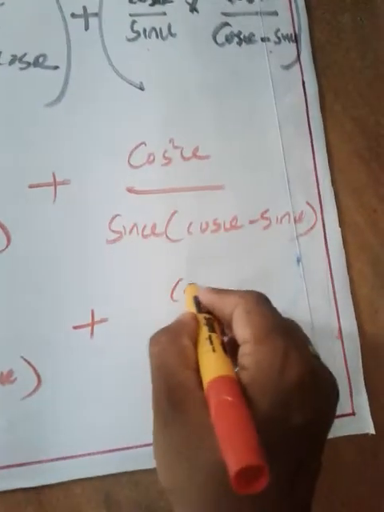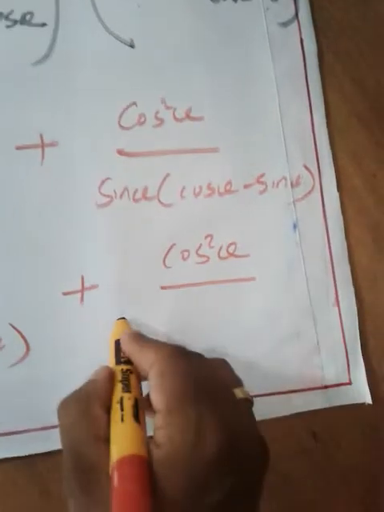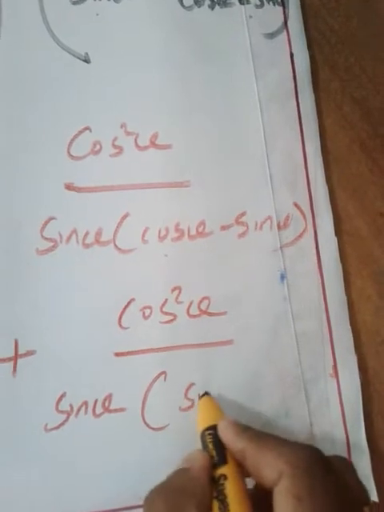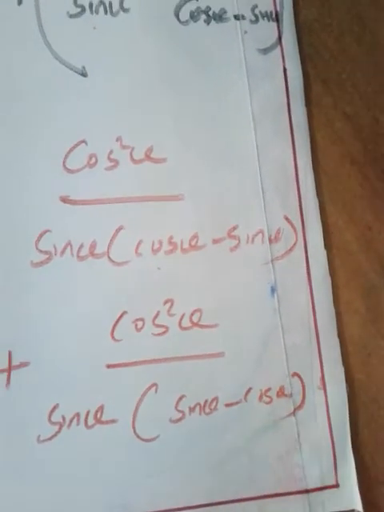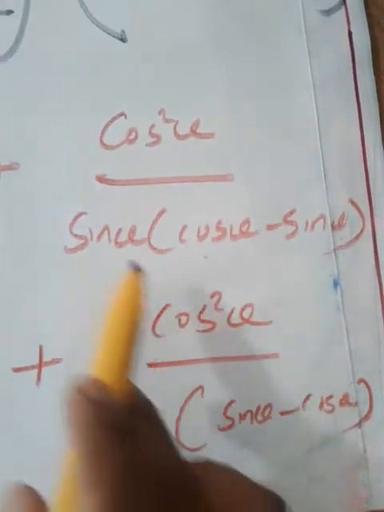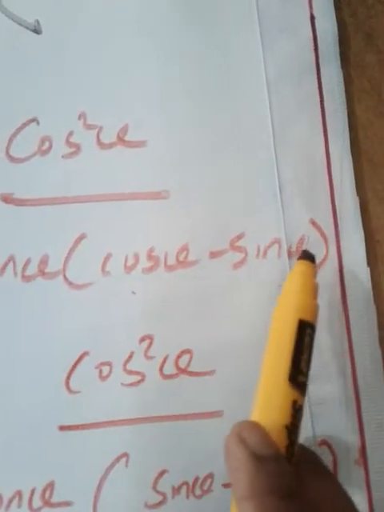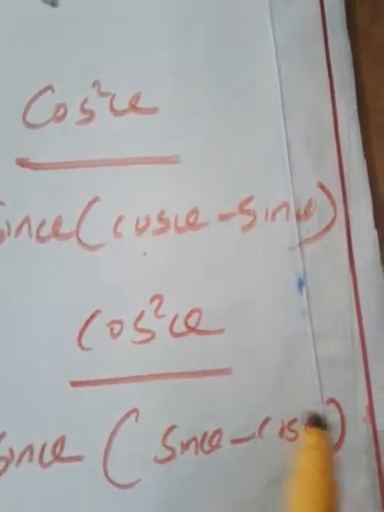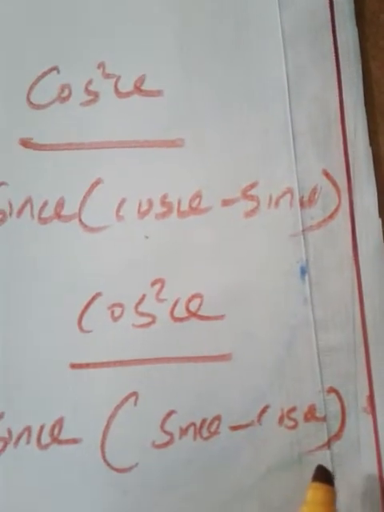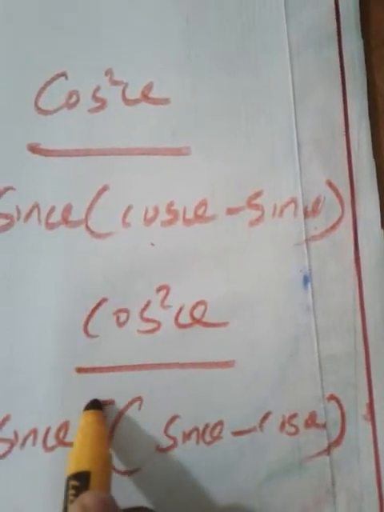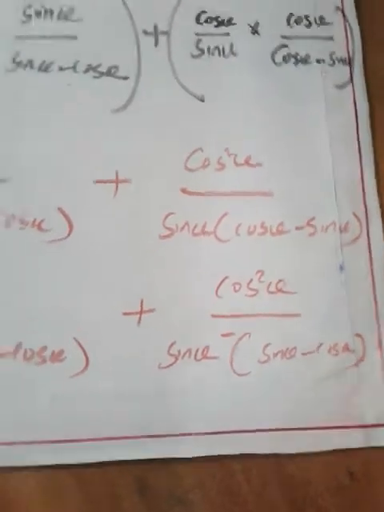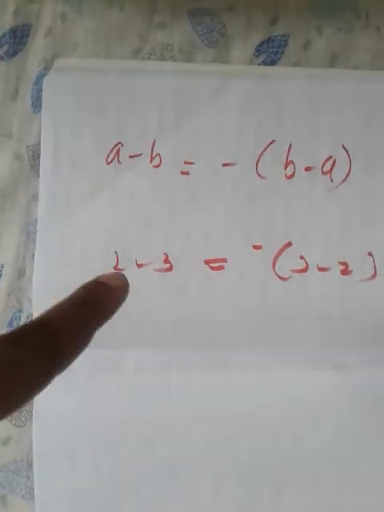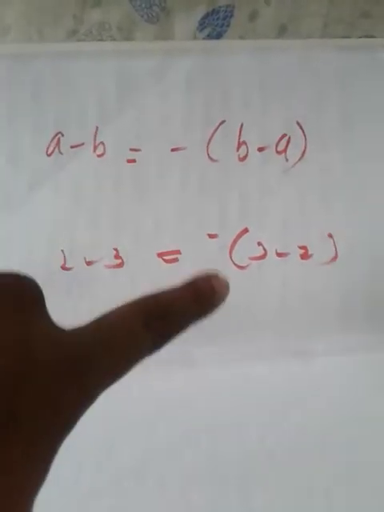Plus here cos square theta by, this is sin theta, no? Yes. Instead of cos theta minus sin theta, I need to write it as sin theta minus cos theta. Can I write like this? This is cos square theta as it is, sin theta as it is, no change. Instead of cos theta minus sin theta, I need to write sin theta minus cos theta. But can I write cos theta minus sin theta as sin theta minus cos theta? If you want to write, you have to give a minus outside. Why? Explain the reason. A minus b, in order to write a minus b as b minus a, you have to give a minus.